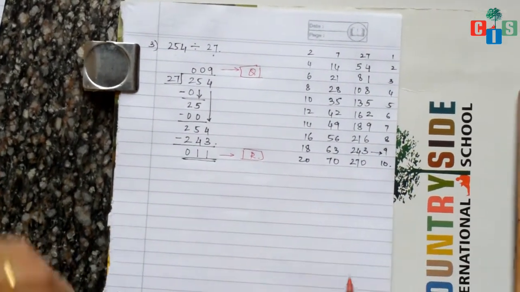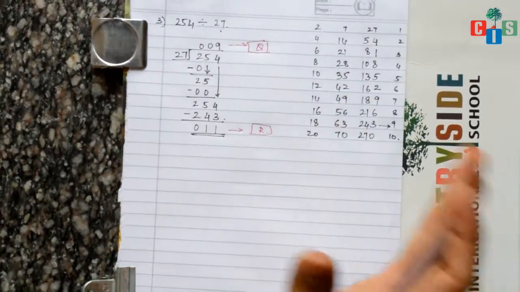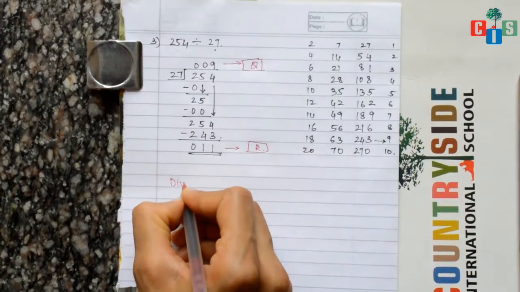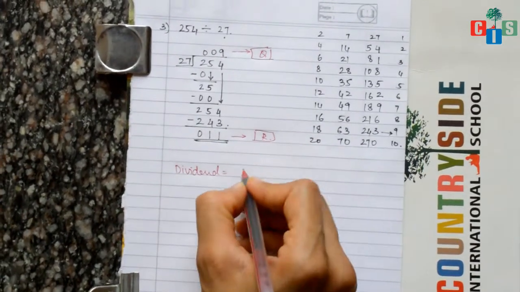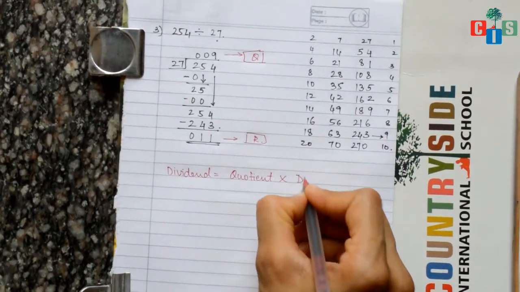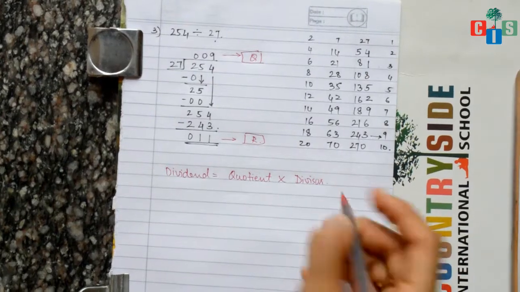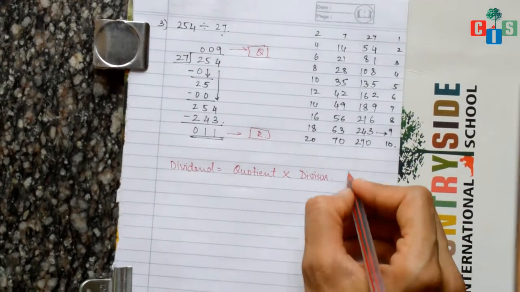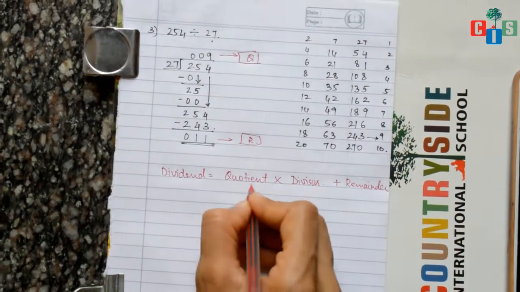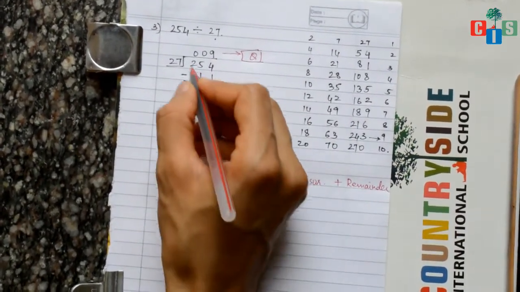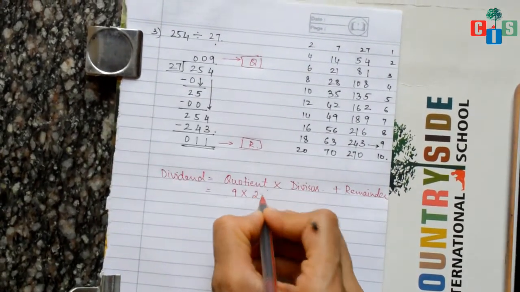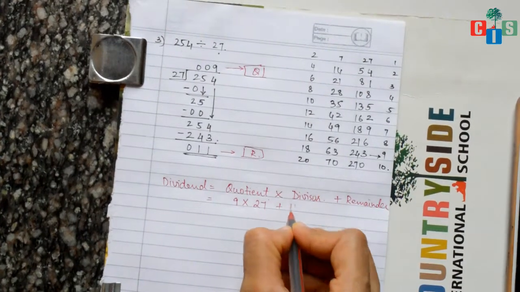So students, do you know the relation between the dividend, divisor and the remainder? Do you remember that? Yes. So dividend is equal to quotient into divisor, or else you can write divisor into quotient, it's one and the same, plus remainder. Okay. So what's the quotient we have? We have 9, and divisor we have as 27, plus remainder we have as 11.